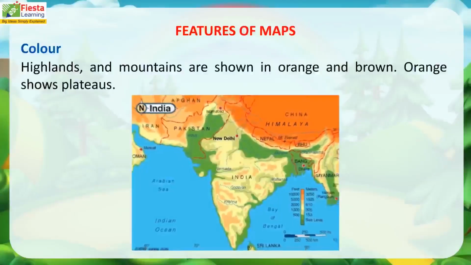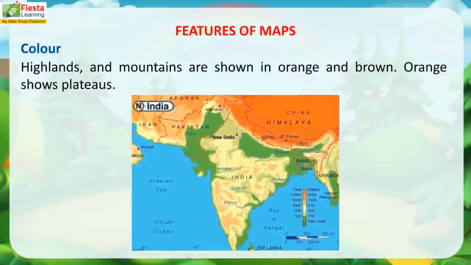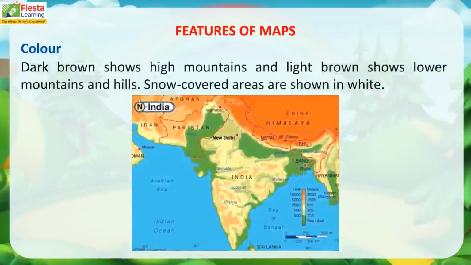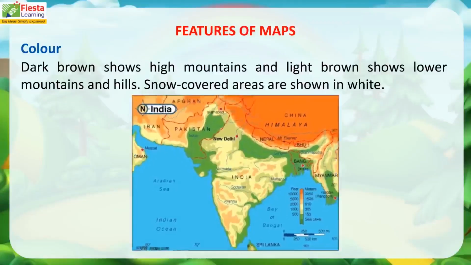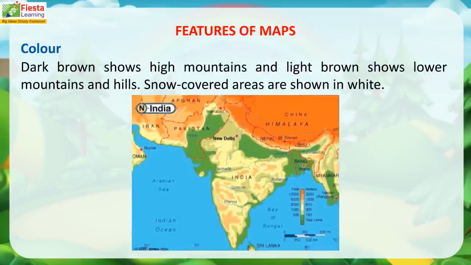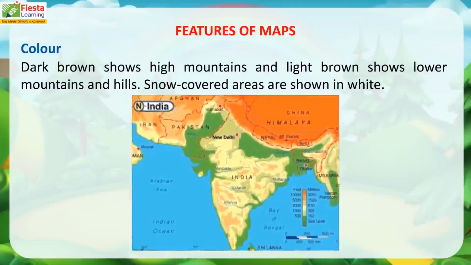Highlands and mountains are shown in orange and brown. Orange shows plateaus, dark brown shows high mountains, and light brown shows lower mountains and hills. Snow-covered areas are shown in white.